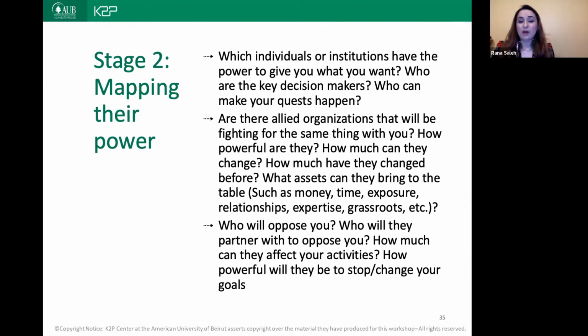And then how much can they affect your activities, or how much can they really affect change? Have they done any change before? Are they influential? Have they changed any policy before? Have they blocked any policy before? These are very important questions to ask.